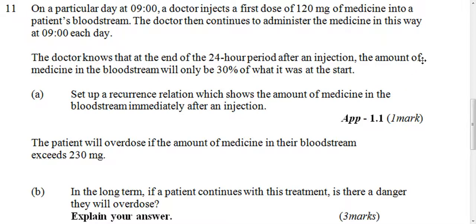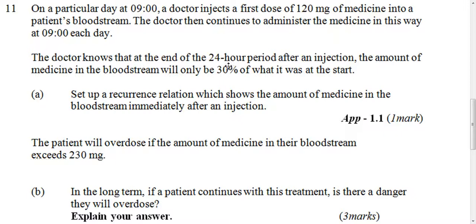So let's look at question number 11 on the higher unit 1 specimen 2 NAB. On a particular day at 9 o'clock, a doctor injects the first dose of 120 milligrams of medicine into the patient's bloodstream. The doctor then continues to administer the medicine in this way at 9 o'clock each day. The doctor knows at the end of the 24-hour period after an injection, the amount of medicine in the bloodstream will only be 30% of what it was at the start.